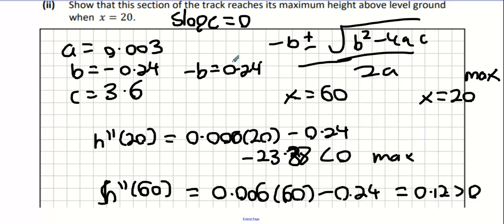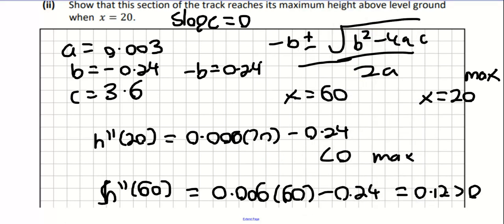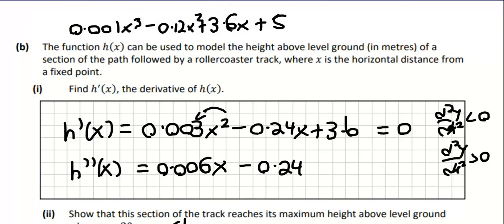And then on the first one, it actually wasn't that. It was 0.06 times 20, and that was minus 0.12. Minus 0.12 is smaller than 0. It is the max, so 20 is the max, and 60 is the min, because one of them's bigger and the other one's smaller. Right. Happy days. So that's question 7.